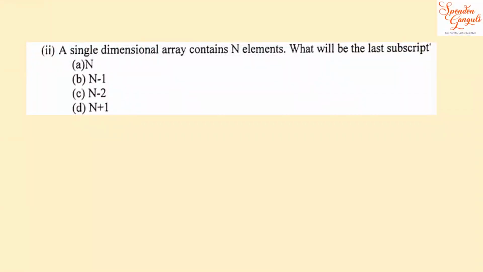A single dimensional array contains n elements. What will be the last subscript? Is it n, n-1, n-2, n+1? The correct answer is B, n-1. As we all know, the array index starts from 0. Hence, the index ends at size minus 1.